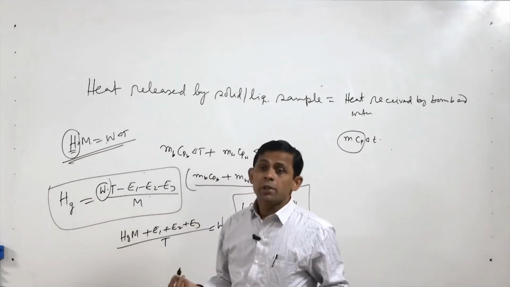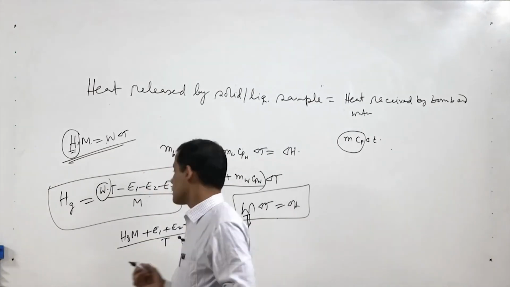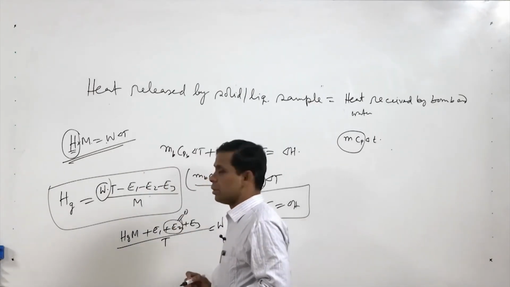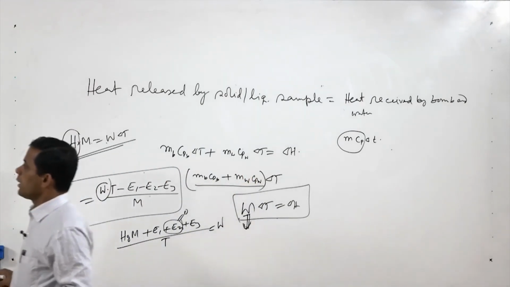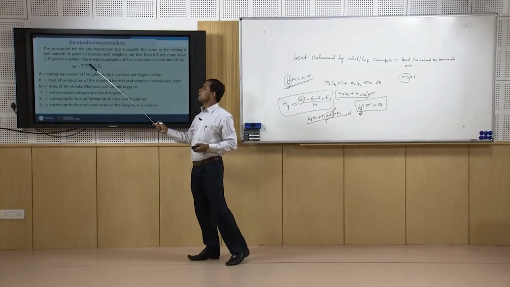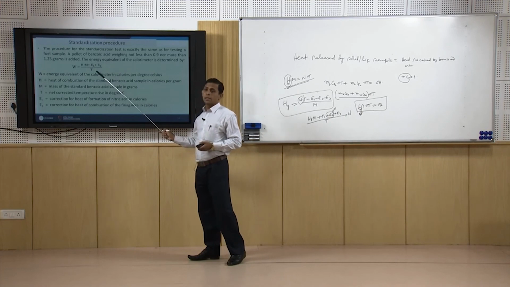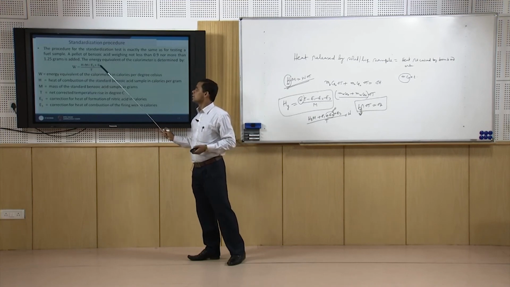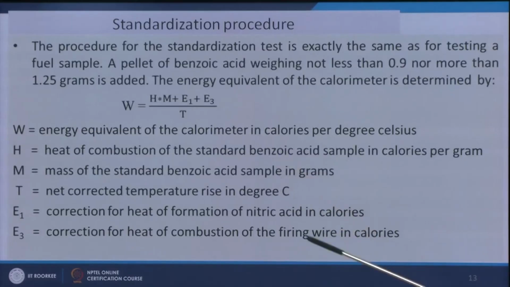But now in benzoic acid the material is known to us, there is no sulfur. So, this component is equal to 0. So, ultimately we are getting the formula W is equal to H into M plus E1 plus E3 by T. Now, H is known for benzoic acid, M is known, that is how much we have taken, E1, E3 are known and T is known. So, W can be calculated.